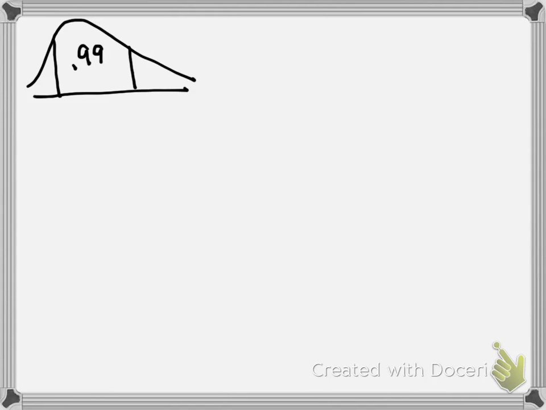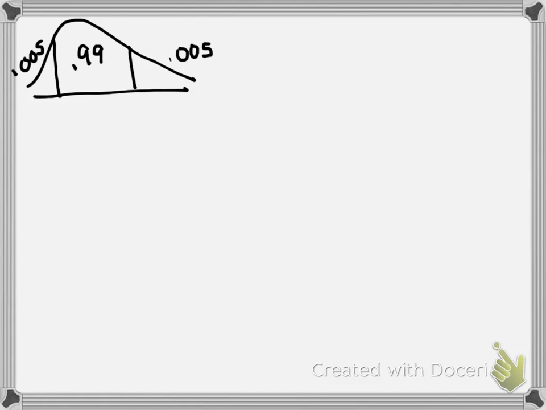In this example, we need to find a confidence interval for the population standard deviation. First, we need to find chi-square on the left and chi-square on the right. We have 99% confidence, so 99% in the middle. That leaves 0.005 in each tail.